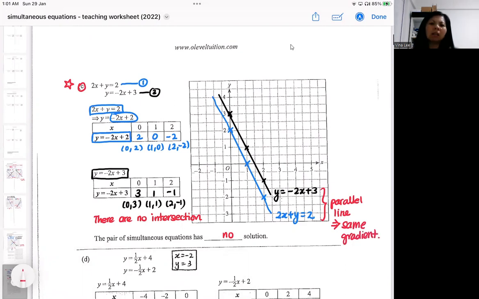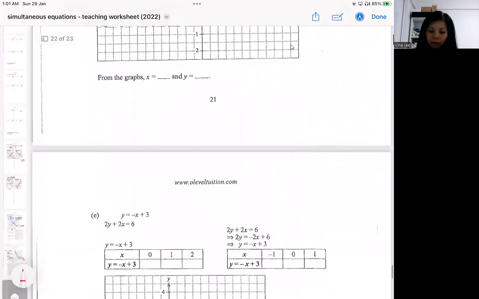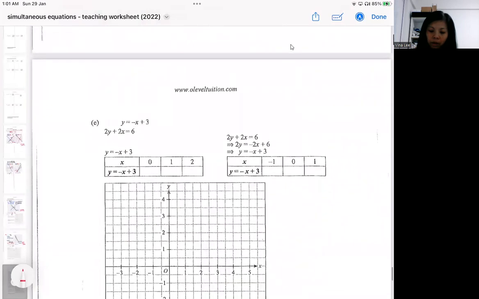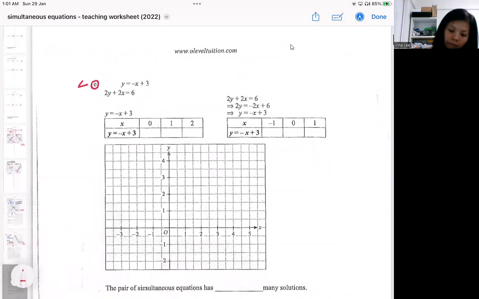Currently we don't use so much of the term parallel line. In upper secondary, you will explore more of this idea. But if you look, both are moving in the same direction, like both are moving down. So in this case, they don't meet each other forever. So in this case, there is no solution. Okay, subsequently, there's also another special case. Another special case will be on part E.